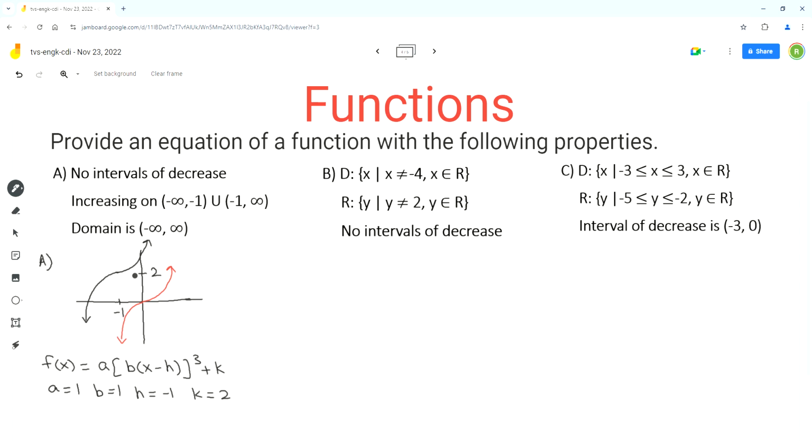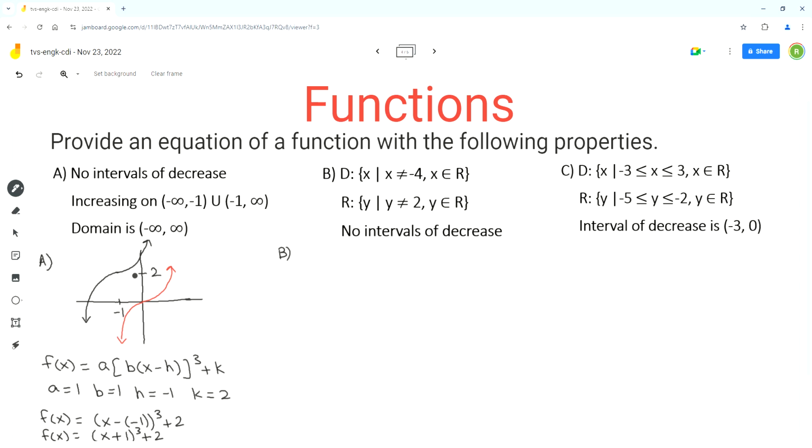Now we can sub in these values. A is 1, so we can ignore it. B is 1, so we can ignore it. X minus negative 1 is equivalent to x plus 1. So this can be the equation for the function in part A. Now we can answer part B.